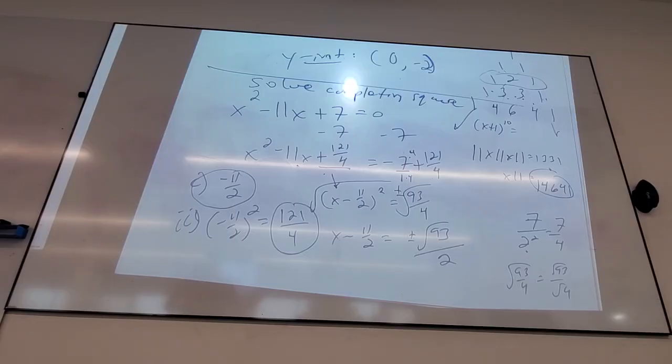So if I have the square root of something over something, I could break it up as the square root of the top divided by the square root of the bottom. And then you can simplify, just like 7 over 2 squared. The bottom I can simplify, the top I can't do anything with. Square root of 93 I can't do anything with, square root of 4 is 2.